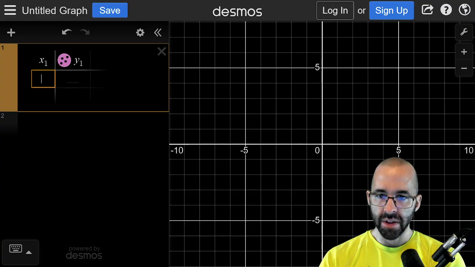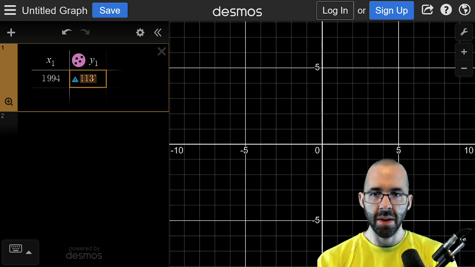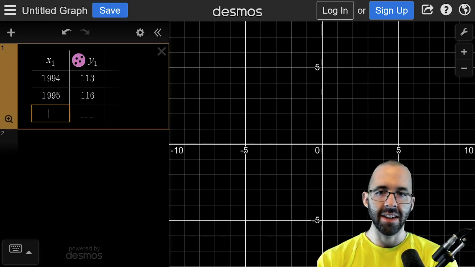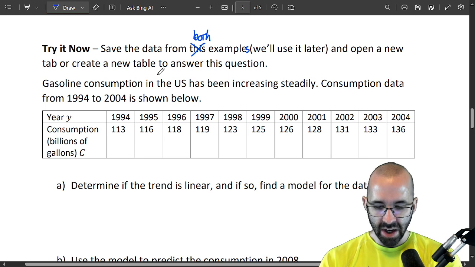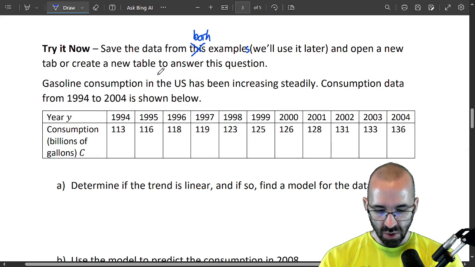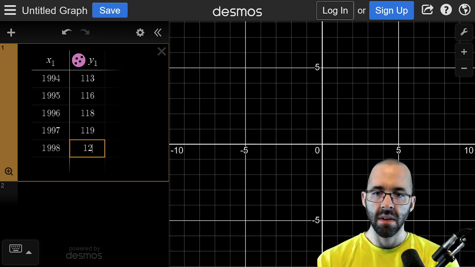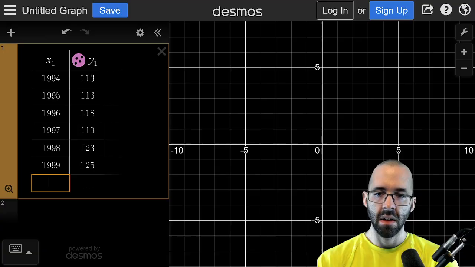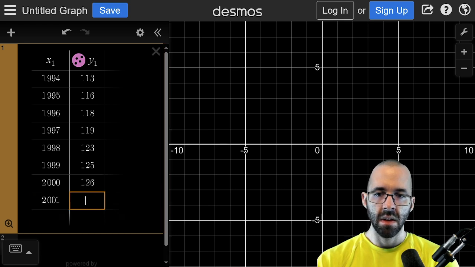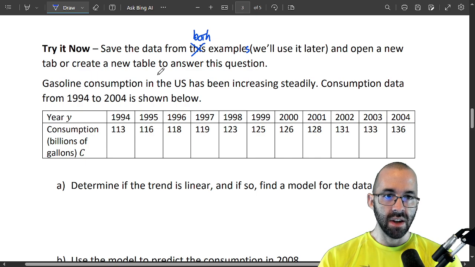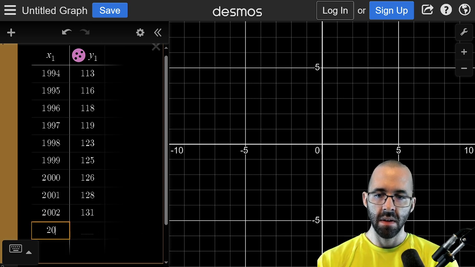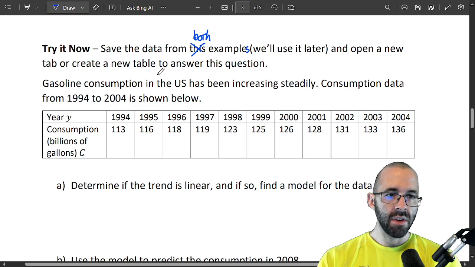All right, 1994, 113. Oops, not 113 tilde. 1995, 116. All right, it's going to be 1996 next, 118 and 119. 123 and 125. In 2000, it's 126, then 128. In 2002, it's 131 and then 133. In 2004, it's 136.